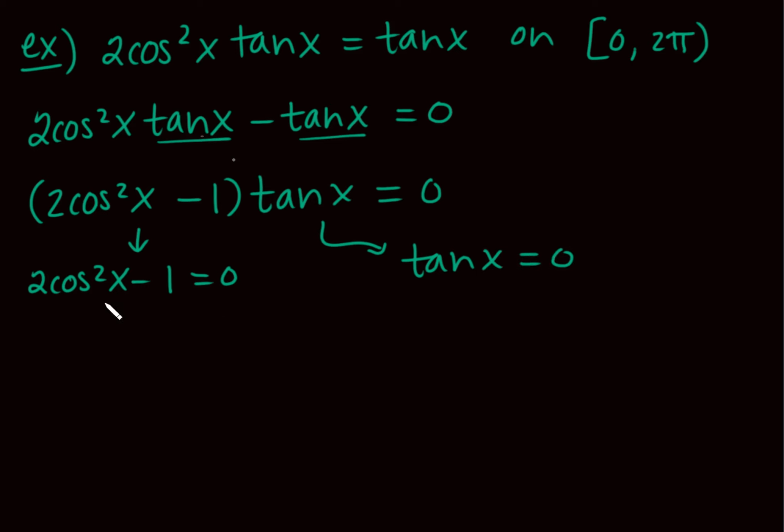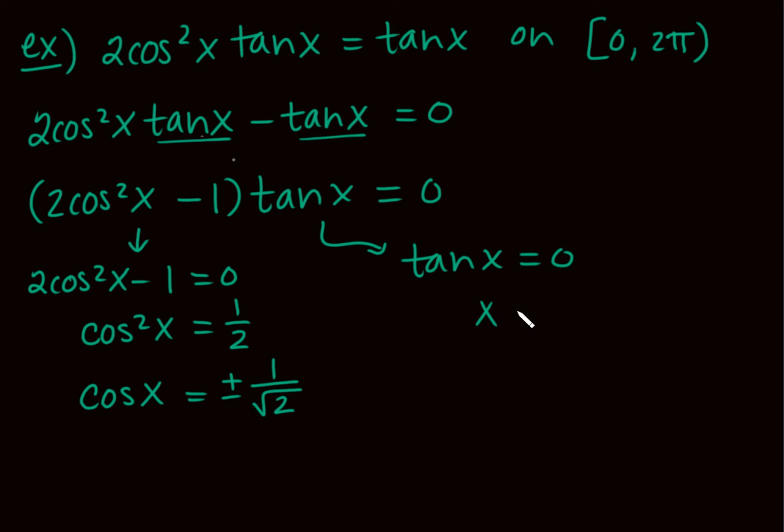So here I have a little bit of work to do. I'm going to add the 1 and divide by 2. And then when I take the square root, remember anytime we bring in a square root, we need a plus and minus. So I get plus or minus the square root of 1 over 2.